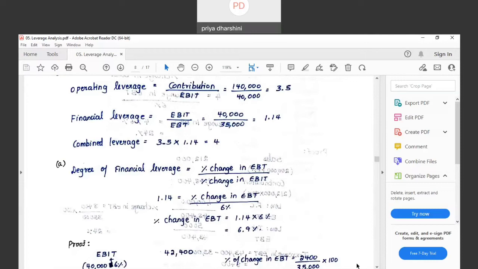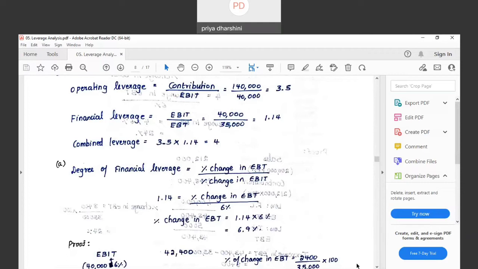And last, using the concept of financial and operating leverage, combined leverage. By what percentage will the taxable income increase if sales increase by 6%? Also verify the results in view of the above figures.